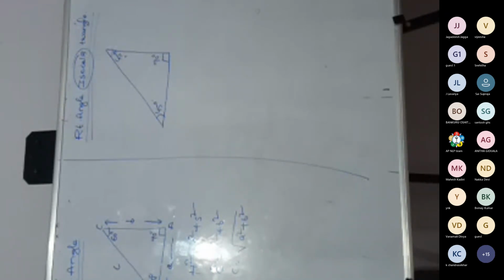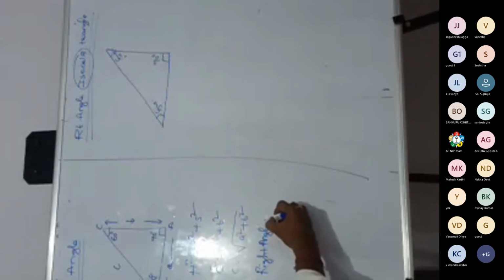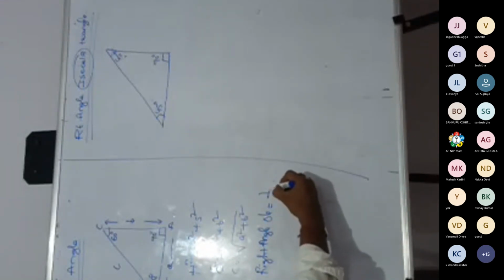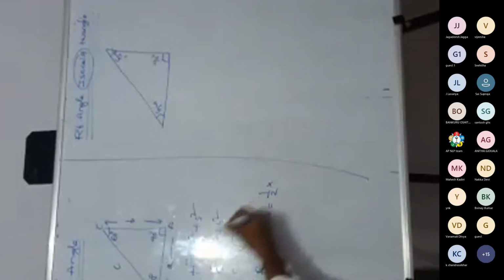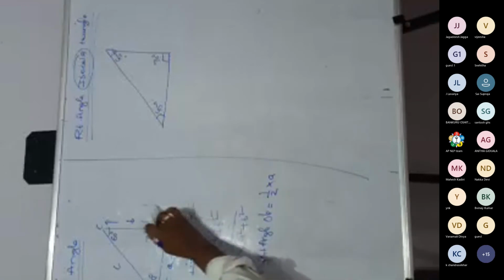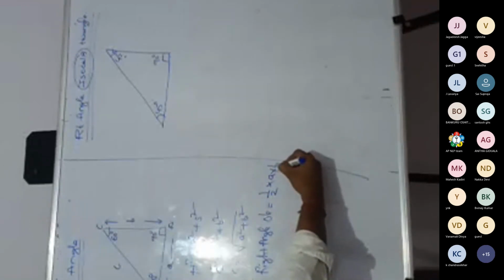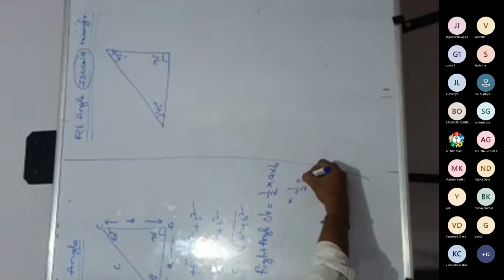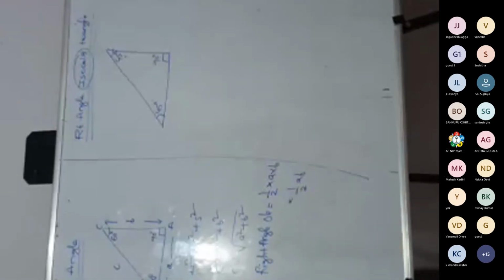Now suppose you need the area of a right angle triangle. Generally, what is the area of any triangle? Half base into height. What is the base here? A. What is the height here? B. So the area is half AB. This is the right angle triangle concept completely. Is it okay?